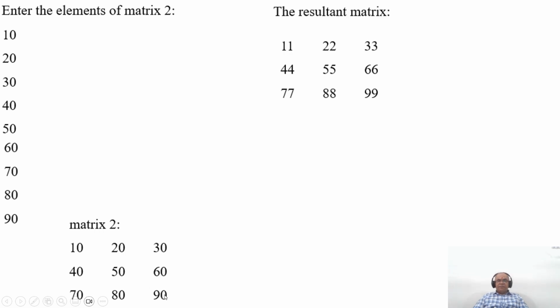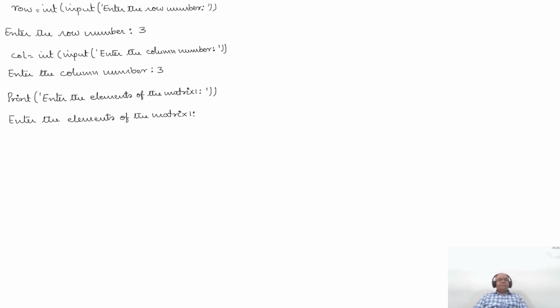Then the resultant matrix will be 10 plus 1, it becomes 11, 20 plus 2 is 22, 3 plus 30, 4 plus 40, 5 plus 50, 6 plus 60, 7 plus 70, 8 plus 80, and 9 plus 90. So when you add these, it becomes 11, 22, 33, 44, 55, 66, 77, 88, and 99. This is how we add the two matrices together. So let us have the explanation.